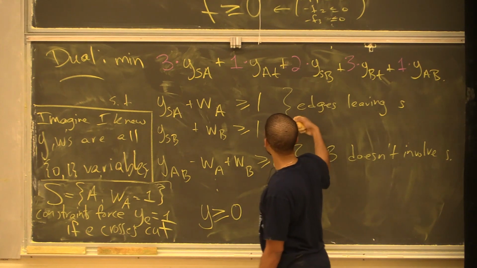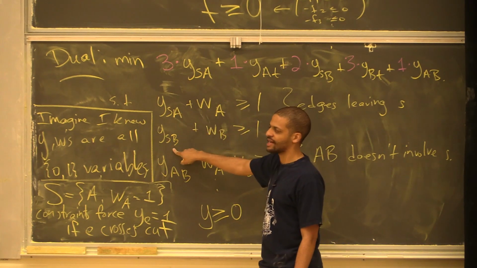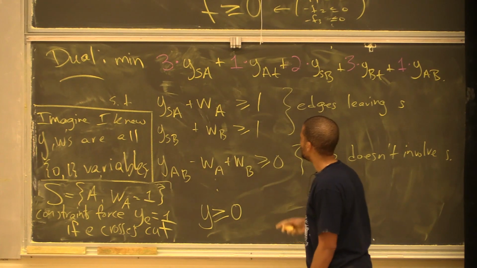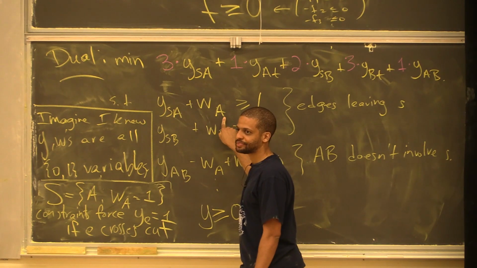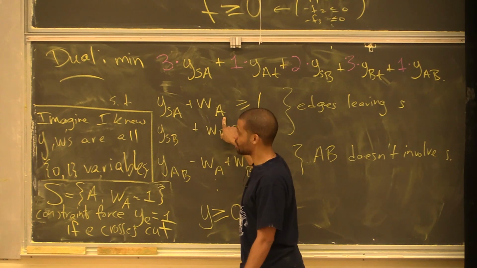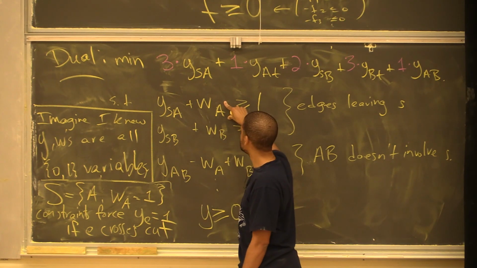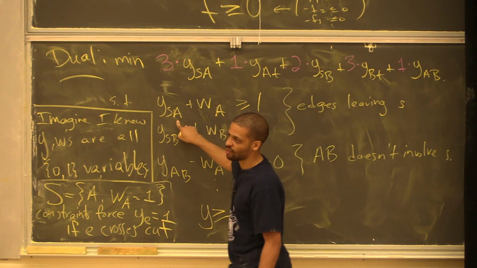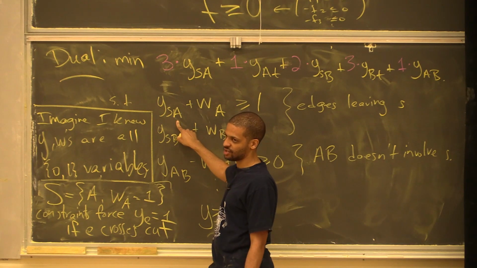So let's look at this. Why does this force me to set to 1 all the y's that cross the cut? Well, let's look at the edges leaving S. Let's say that A is not on the S side of the cut. That means WA by definition is 0. But this sum has to be at least 1, which forces me to set YSA to be 1, which forces me to acknowledge that SA is actually crossing the cut.